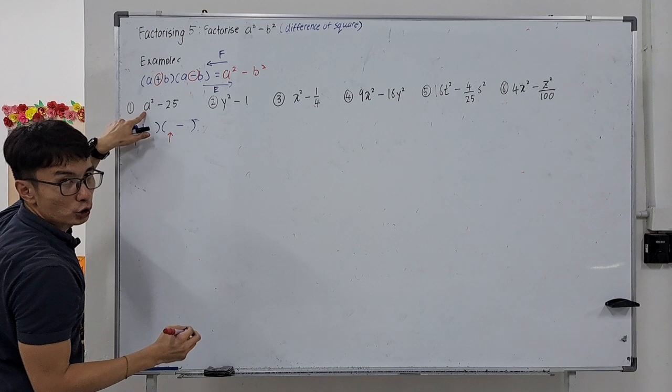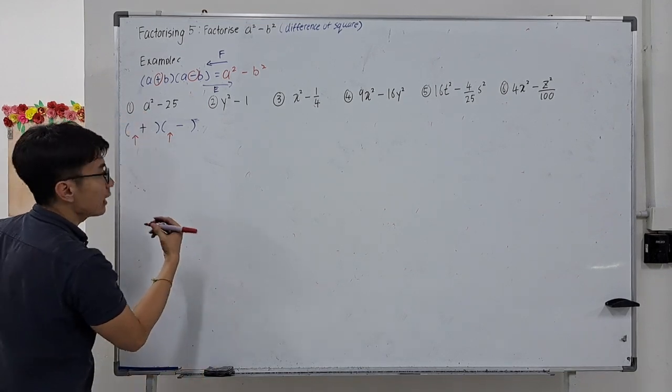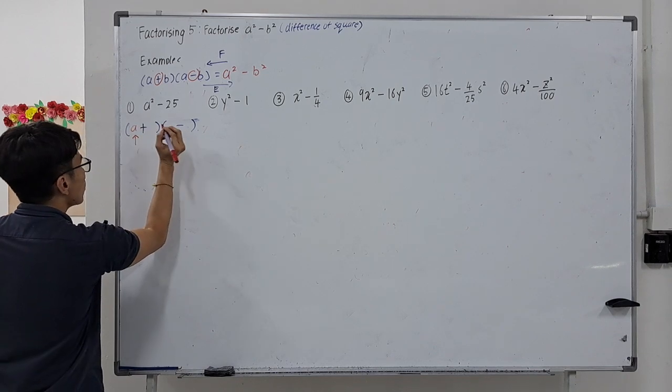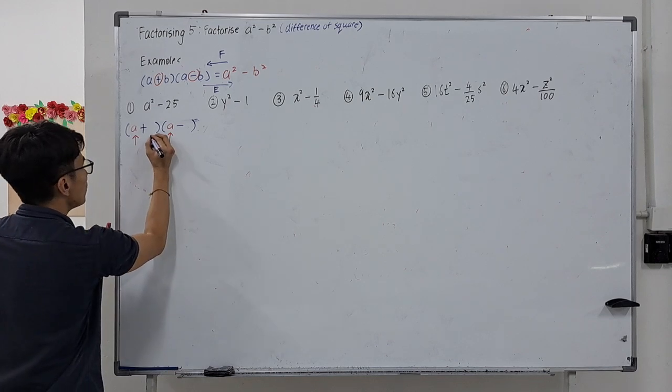What do I fill up over here? That's going to be the square root of a. So the square root of a over here, that's going to give me a. That's what I'm going to put in. So now it's going to be a over here and a over here. And then what do I have to put in over here?